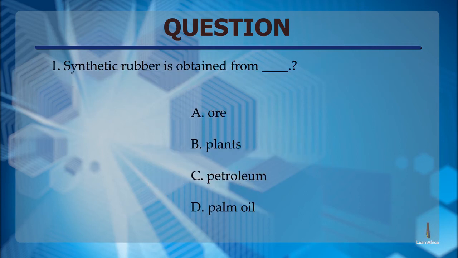Question 2. Synthetic rubber is obtained from dash. A, ore. B, plants. C, petroleum. Or D, palm oil? The correct answer is C, petroleum. I believe by now you can identify and state the properties and uses of ceramics, glass, plastics, and rubber.